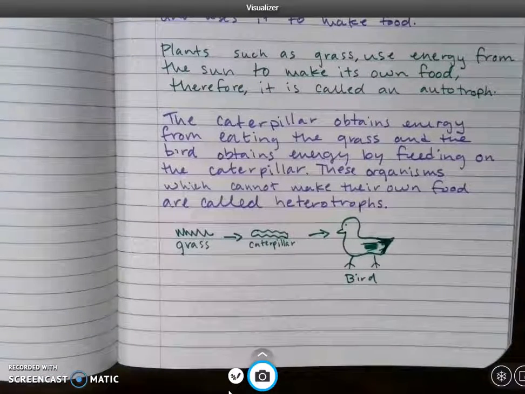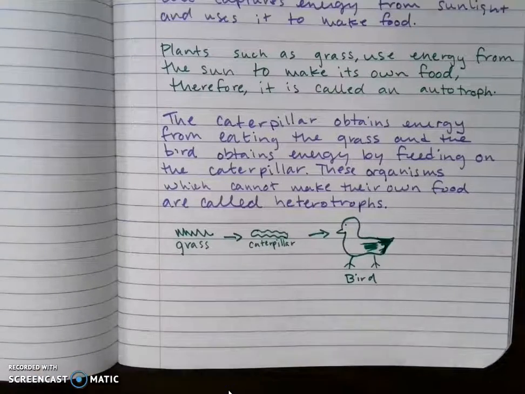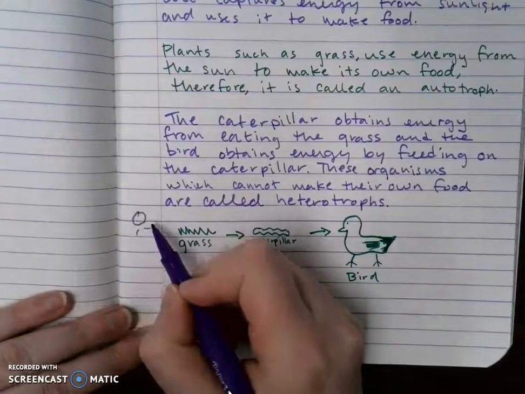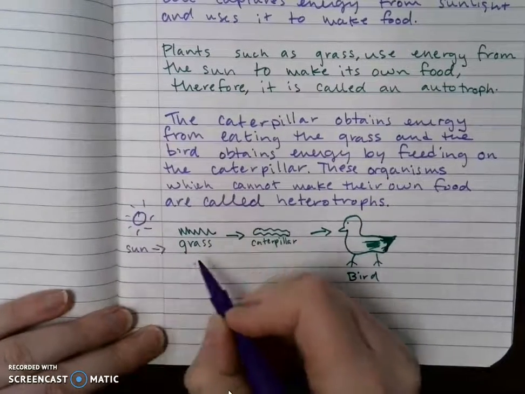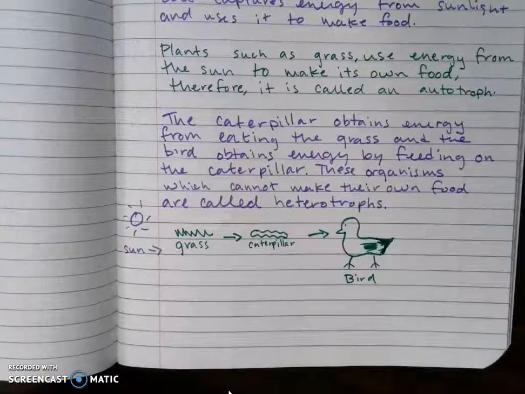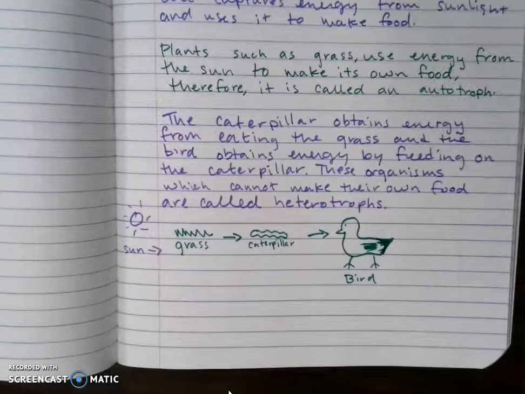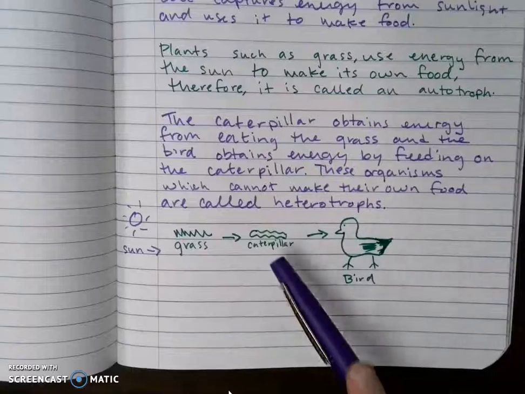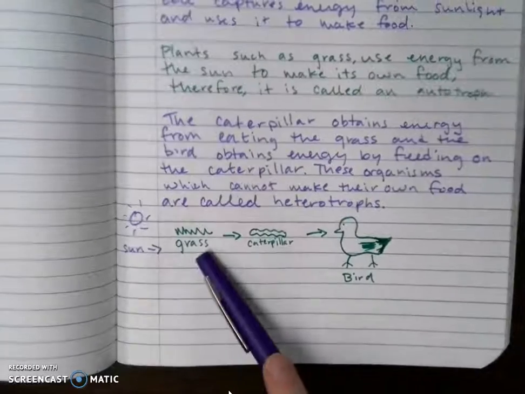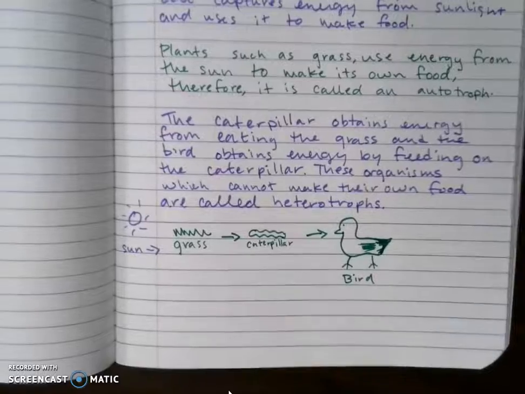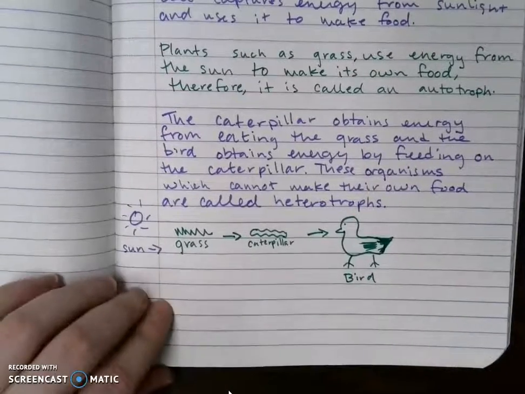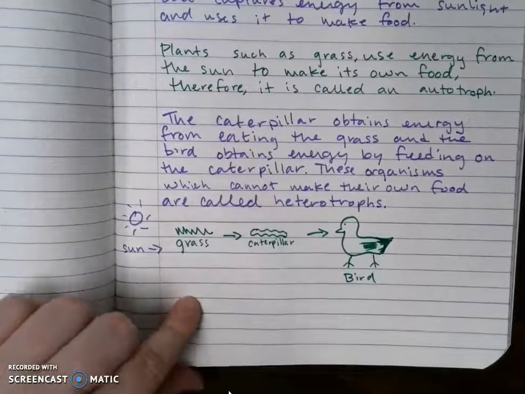The energy goes from the sun, which I forgot to draw over here. So sun to grass, to caterpillar, to bird. The sun is our ultimate source of energy. The energy that the bird is getting came from the caterpillar, which ate the grass, which got its energy from the sun. I'm going to flip the page because I'm not going to have enough room to write here.